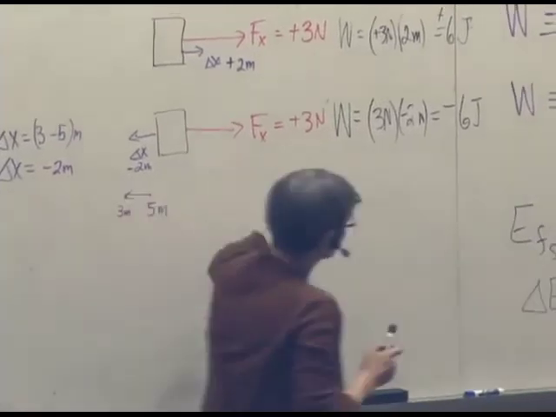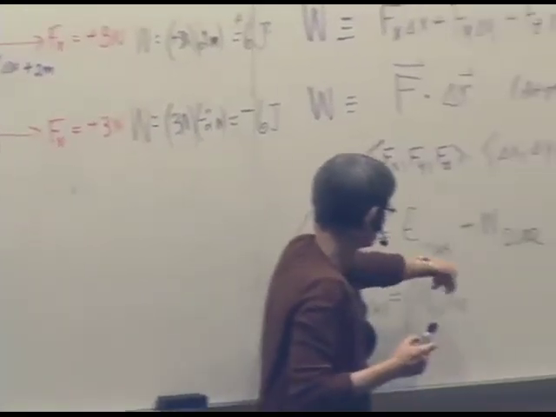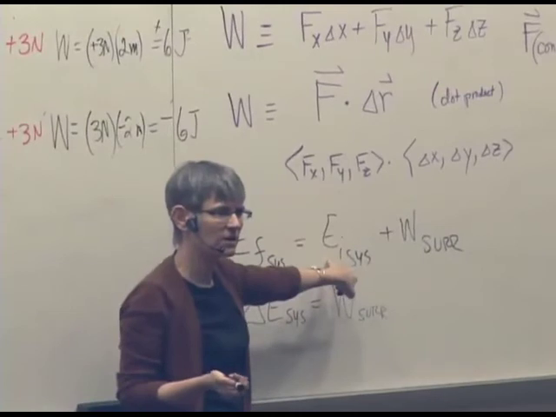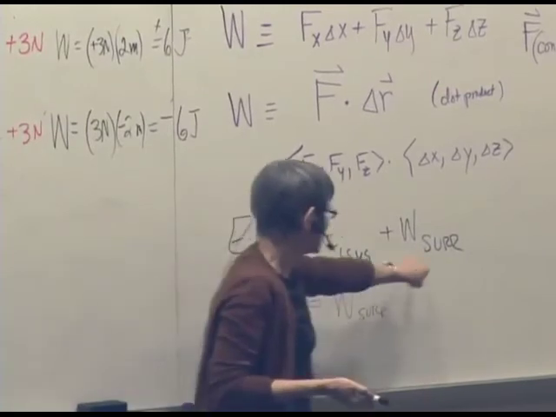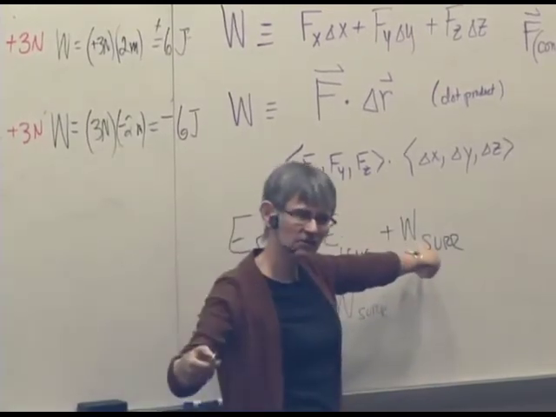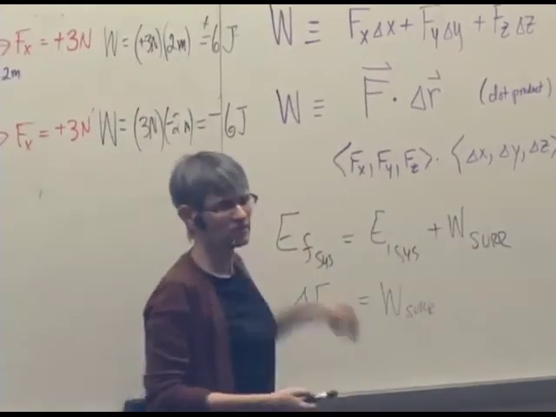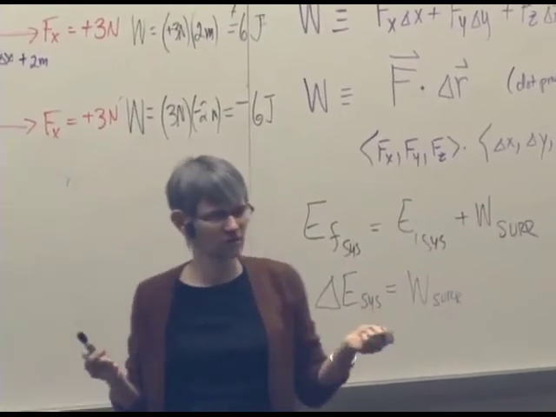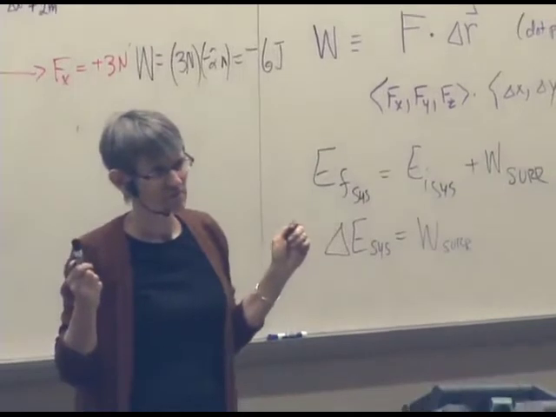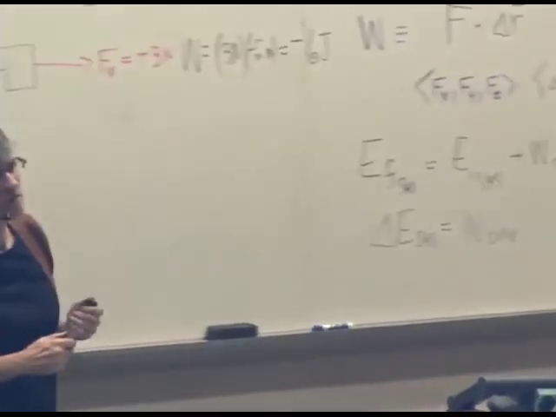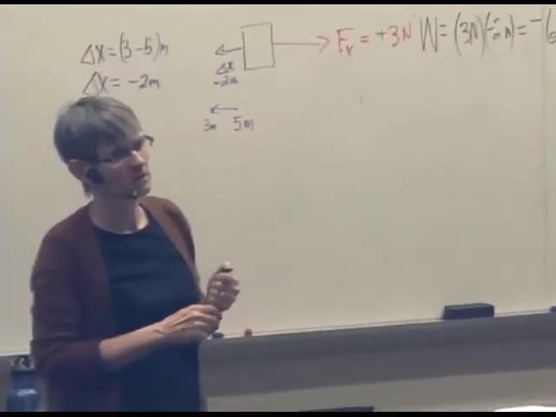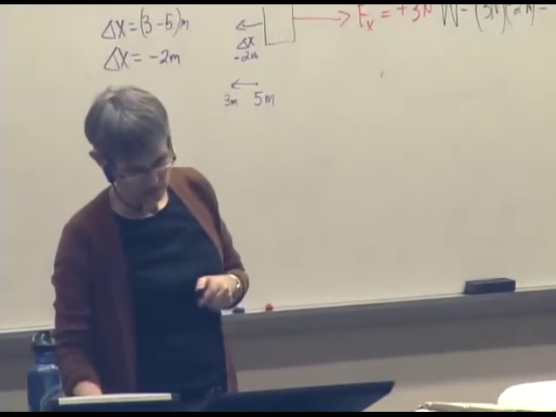Now, does that make sense for the energy principle? She starts out with some amount of energy. The surroundings do negative work, which means her final energy is less than her initial energy. She got slowed down. Okay? Questions about that? Okay, let's try another one. It helps to put in numbers.